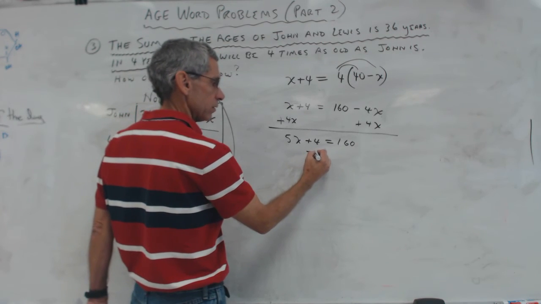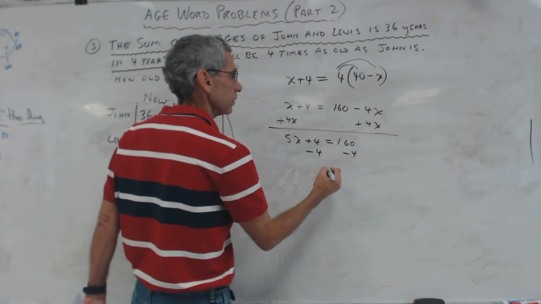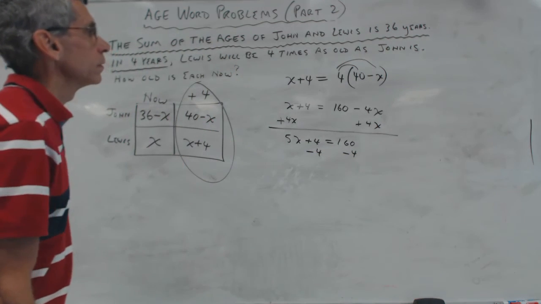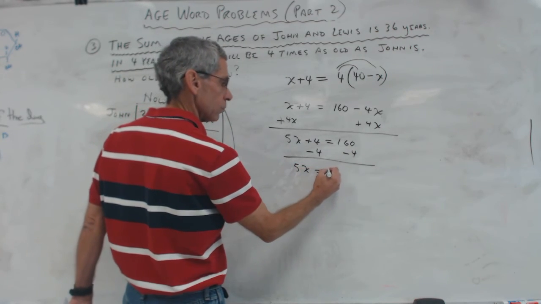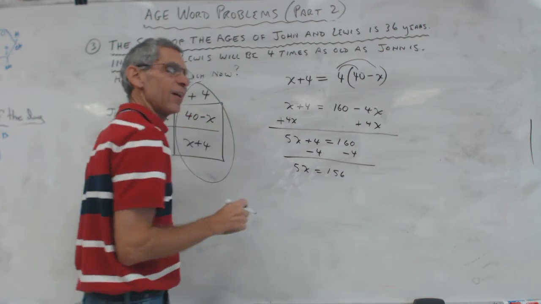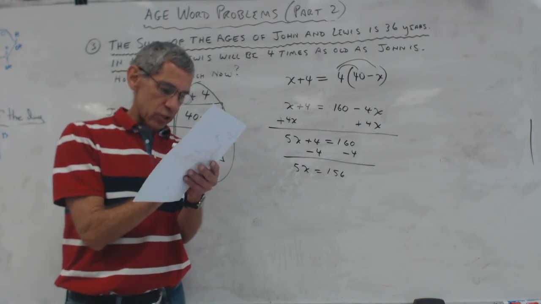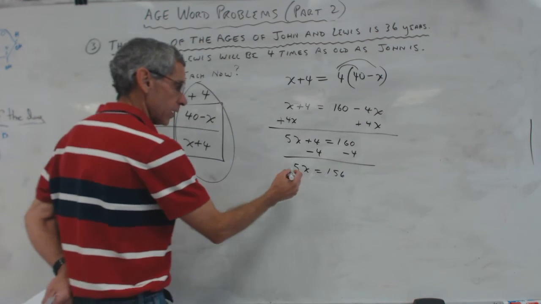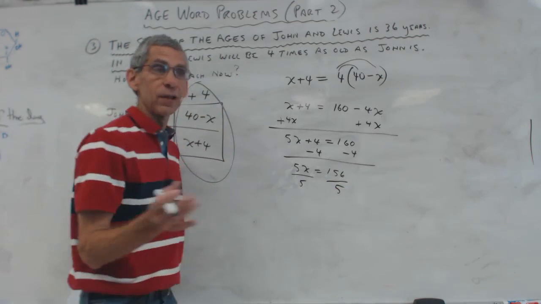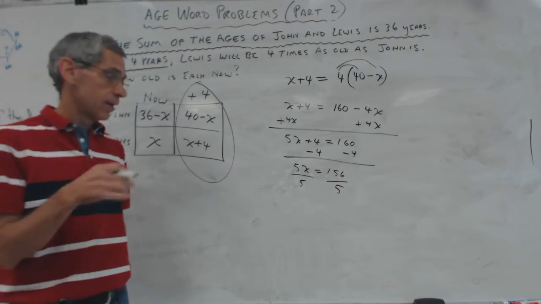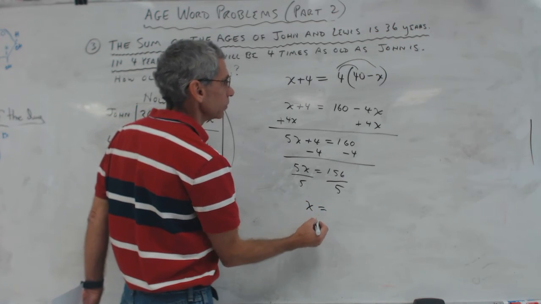And then subtract 4. This is going to be a weird number. Why is this not working? Did I do something wrong? I don't think so. No, it's 5x equals 156. Okay, if I divide by 5, hopefully the ones work out evenly, but this one didn't. So I get 31.2. x is equal to, did I do something wrong?